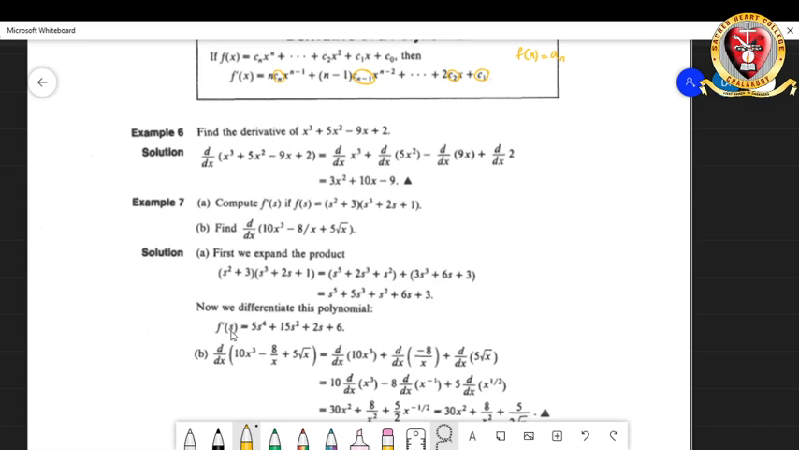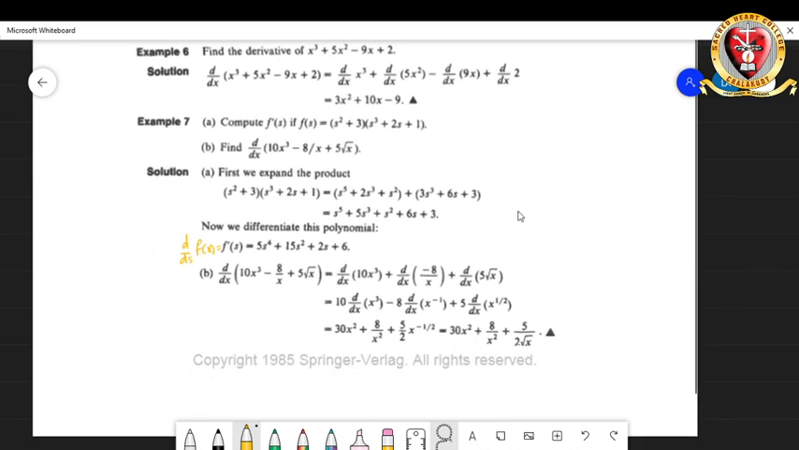F dash of s will be, when you expand, you get the polynomial to be this in s, and find d by ds of f of s, which is equal to f dash of s, which is equal to 5s raised to 4 plus 15s square plus 2s plus 6.